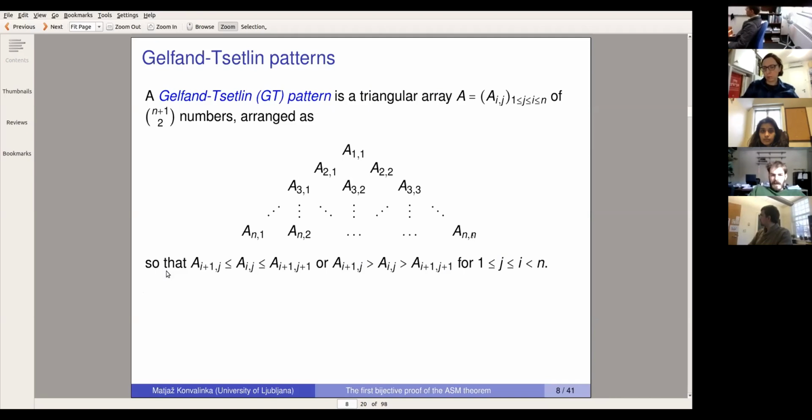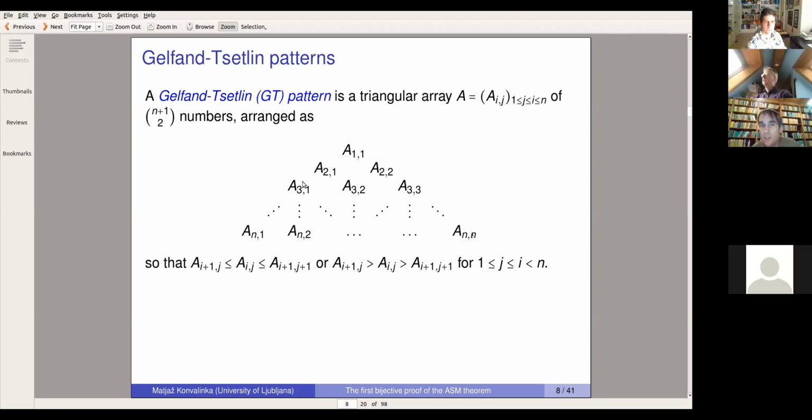Okay, so let's start with another definition. So what is a Gelfand-Tsetlin pattern? A GT pattern for short is a triangular array of integers, positive, negative, doesn't matter, so that the following is true. If you look at 3 elements like that, for example, a31, a21, and a32, then either this sequence of those 3 numbers is weakly increasing or it's strictly decreasing. So these are the 2 options.